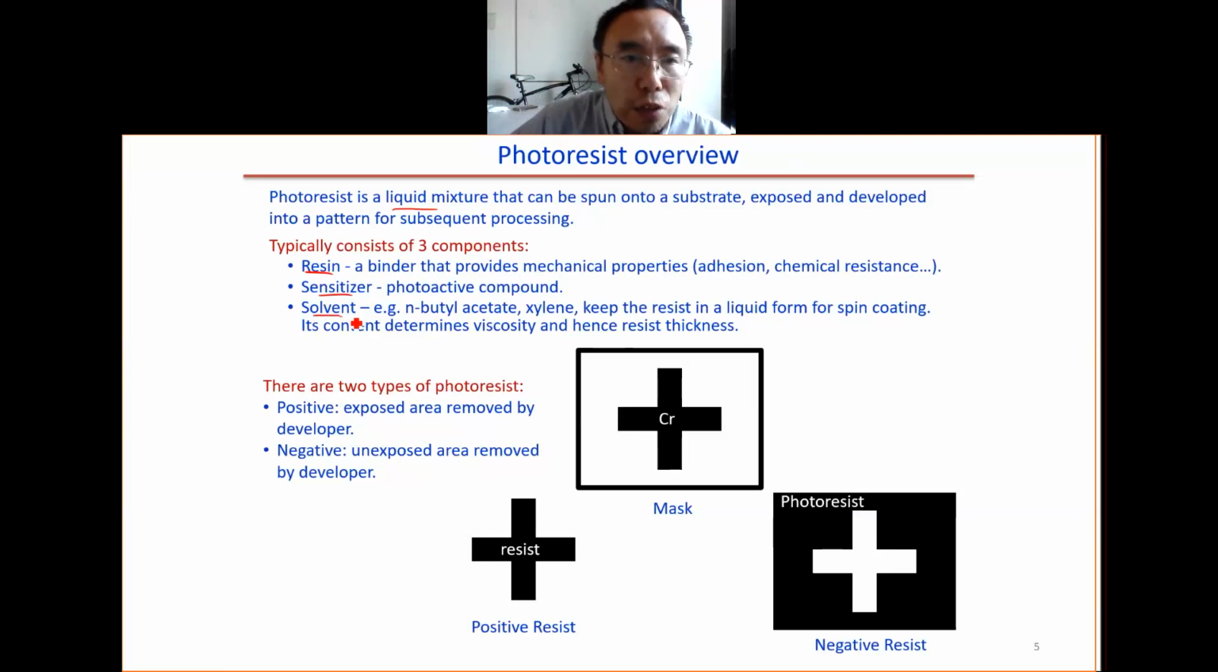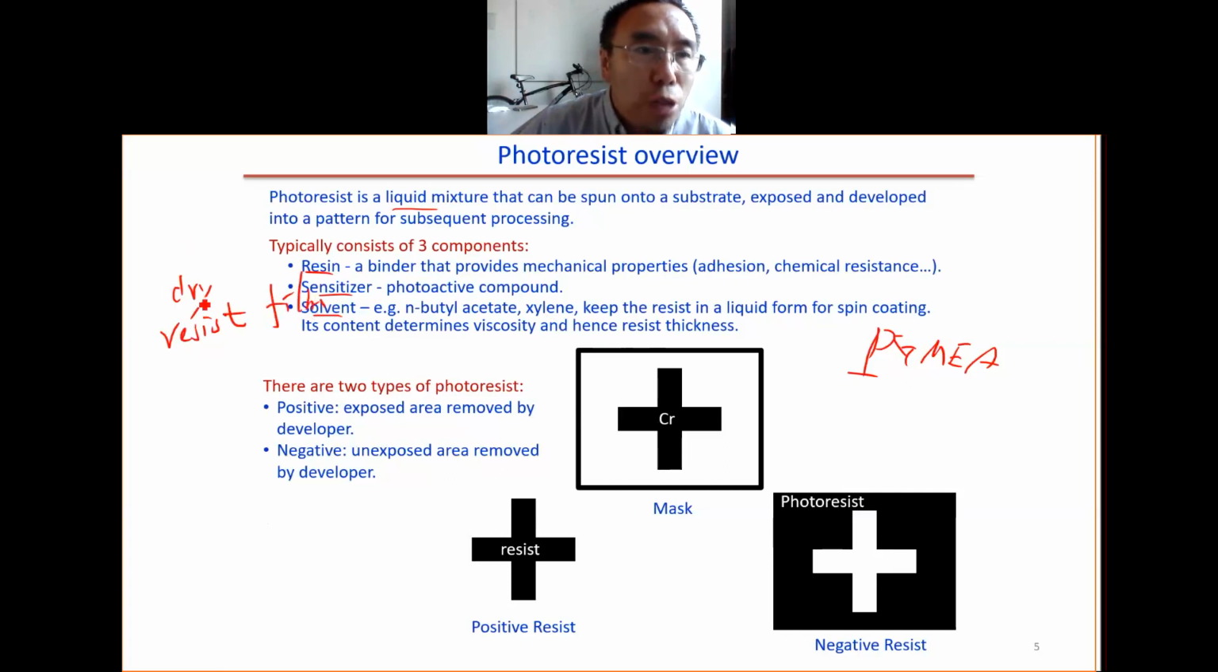The third one is solvent, for example n-butyl acetate, xylene, those solvents. Nowadays, people use more of this solvent, the short name is PGMEA. This solvent is safer than xylene. So it is also possible to have the called dry.